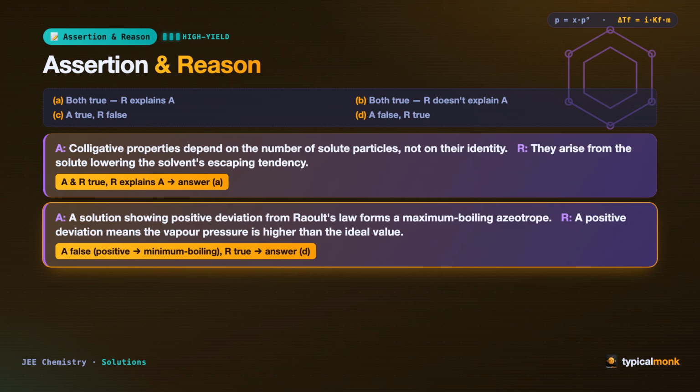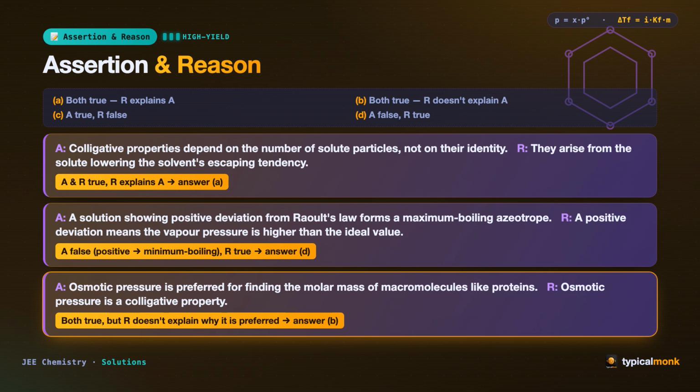Second pair. Assertion. A solution showing positive deviation from Raoult's law forms a maximum boiling azeotrope. Reason. A positive deviation means the vapor pressure is higher than the ideal value. The reason is true, but the assertion is false. A positive deviation gives a minimum boiling azeotrope, not a maximum. So the answer is D.